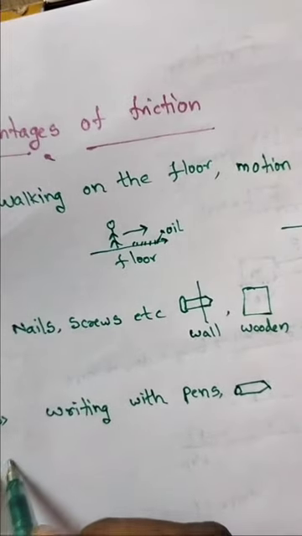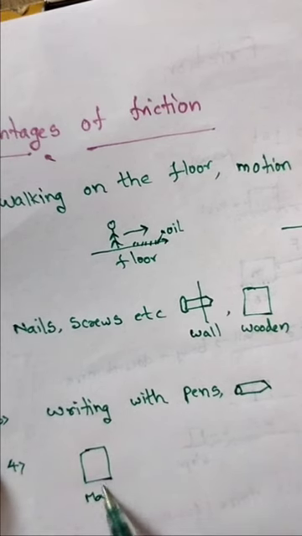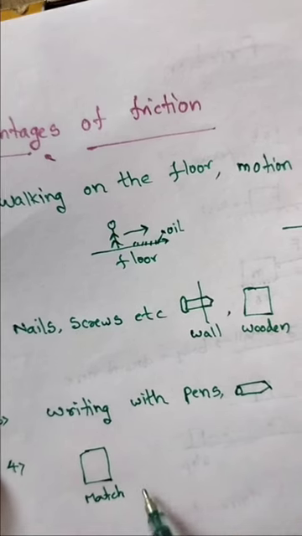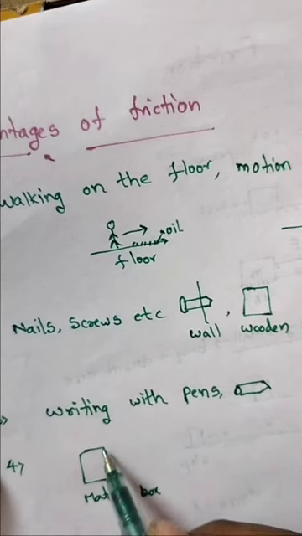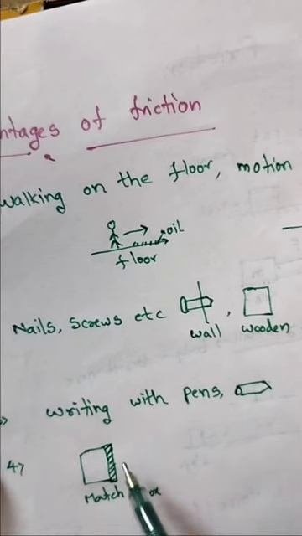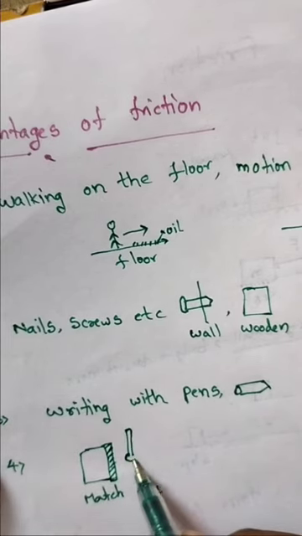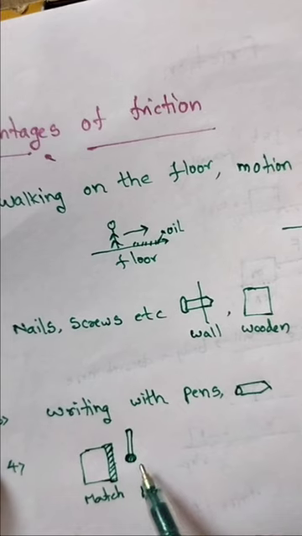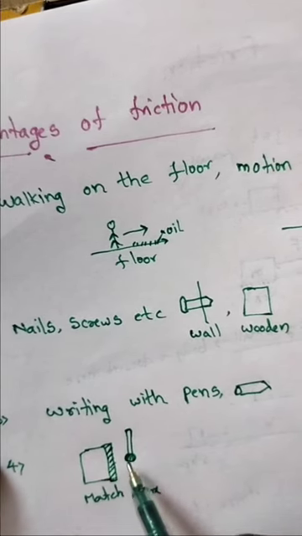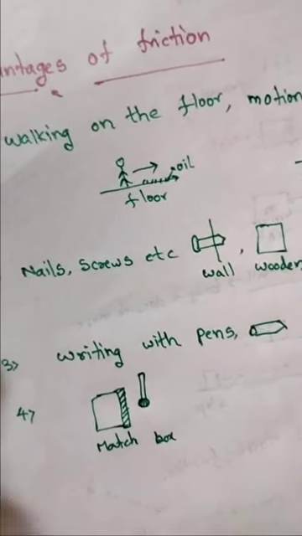And here the matchsticks, we know matchboxes. The matchbox has a rough, coated surface. The matchstick has phosphorus at the last corner. When it is rubbed on the rough surface, it ignites and gives fire. So due to friction, all these are advantages of friction.